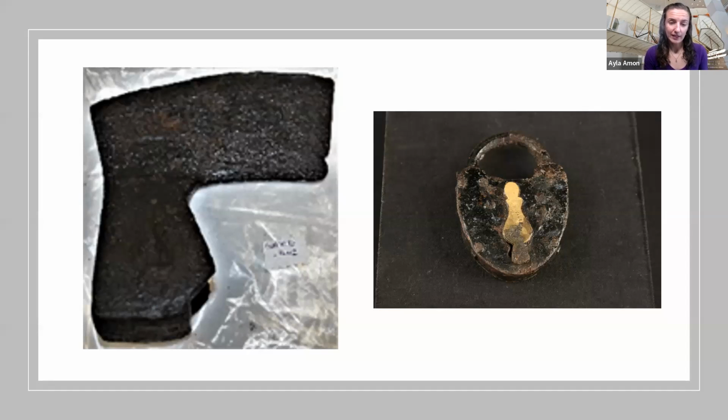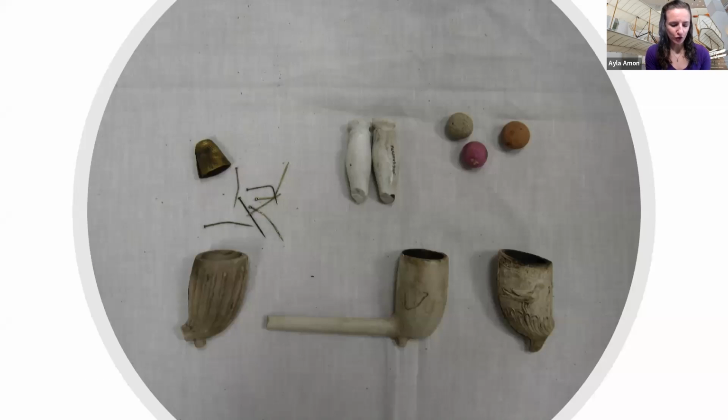They found tools like this broadaxe or a railroad trunk lock. They found recreational objects. Here you can see a thimble and pins, you can see pipe heads, you can see marbles, and you can see porcelain doll's legs.